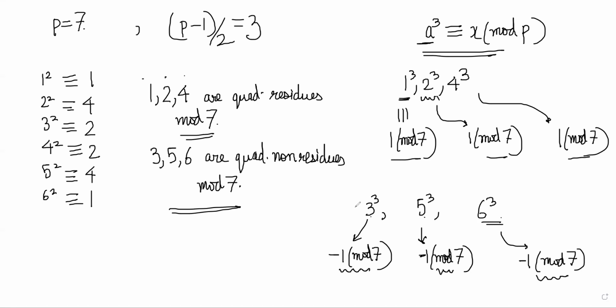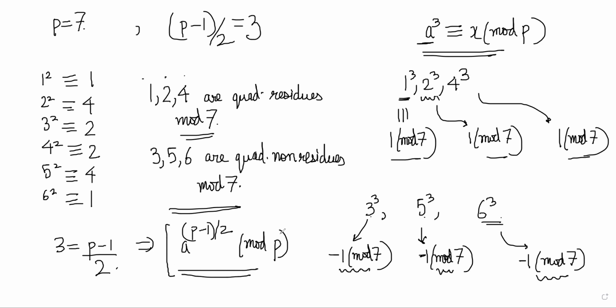And what is the significance of doing a cube? Why did we do a cube? So we know that 3 is equal to p minus 1 by 2 in this case. So what we are actually calculating is a power p minus 1 by 2 mod p, right? And we have gotten that a power p minus 1 by 2 mod p is 1 mod p if a is a quadratic residue, and a power p minus 1 by 2 mod p is congruent to minus 1 mod p if a is a quadratic non-residue, right?